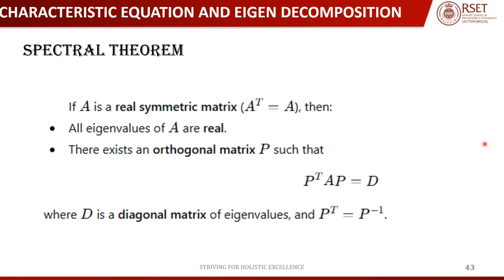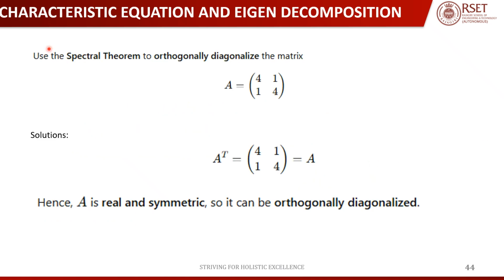So let's do some problems on the spectral theorem. First question is, using the spectral theorem, orthogonally diagonalize the given matrix. So first, to apply the spectral theorem, we check whether A is real. All the entries 4, 1, 1, 4 are real numbers, so it's a real matrix. And now we'll find A transpose. A transpose is 4, 1, 1, 4. It's the same as A, which means A is real and symmetric, so it is orthogonally diagonalizable. Okay, that's what the theorem says. So let's try to find P.